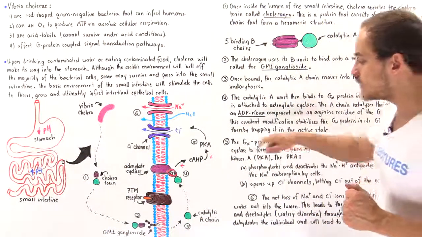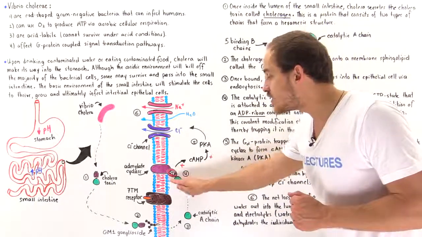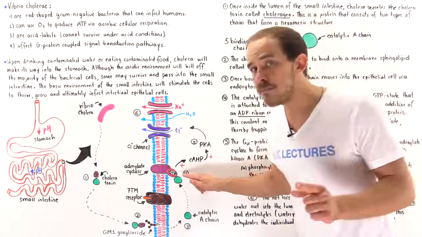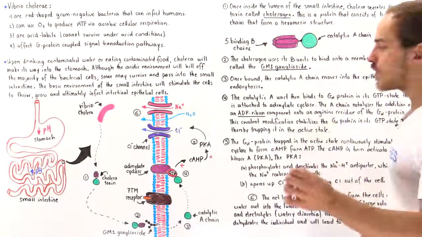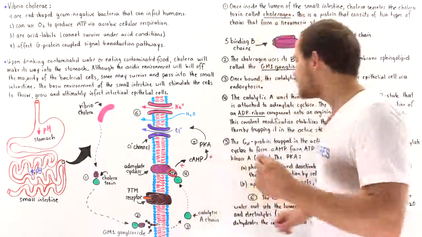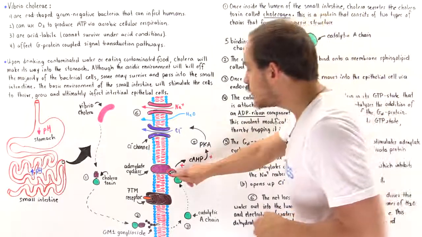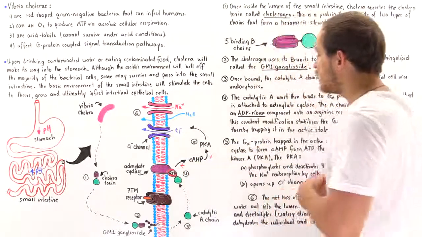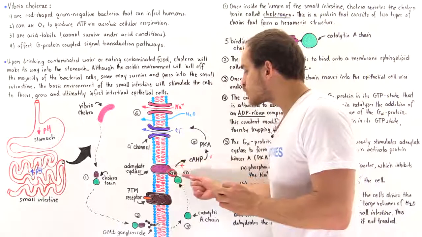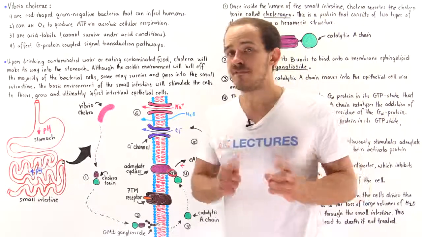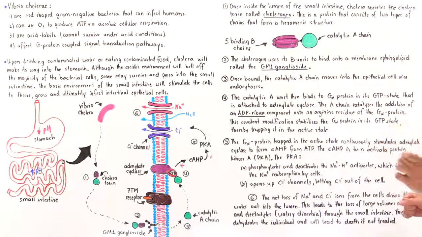But what happens here is this catalytic A chain moves on and binds onto this G protein in the GTP phase, and it catalyzes a covalent modification process. It basically covalently attaches an ADP ribose component onto this G protein in the GTP phase. This covalent modification stabilizes the structure of this G protein in the GTP phase, and that ultimately traps this G protein in its active phase.